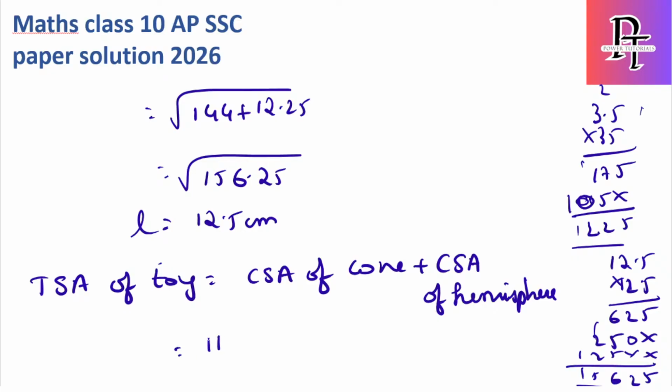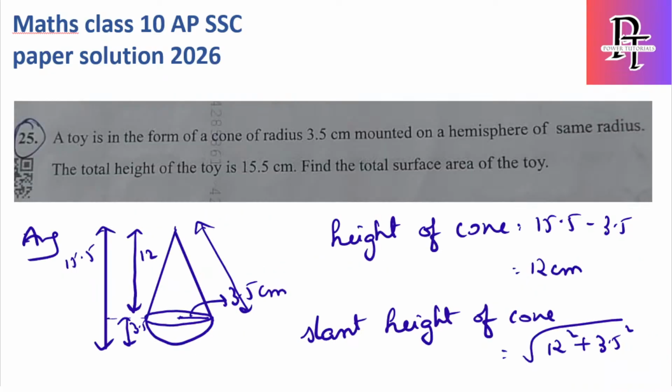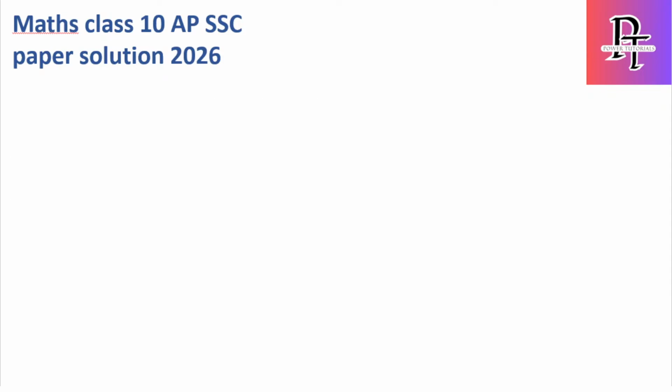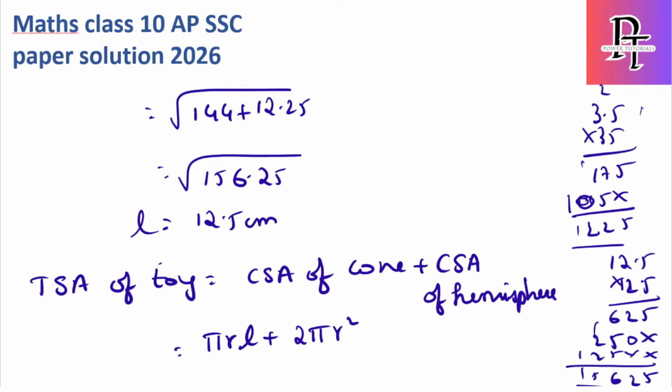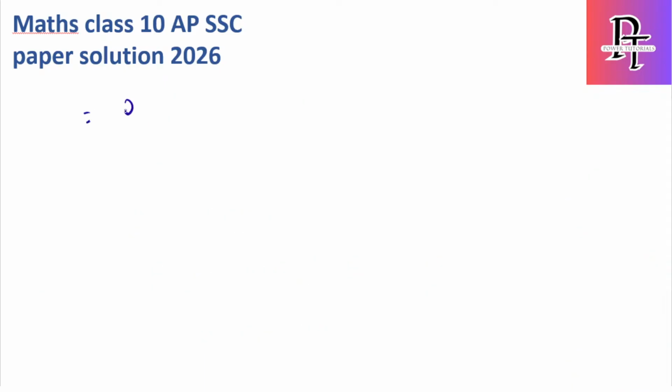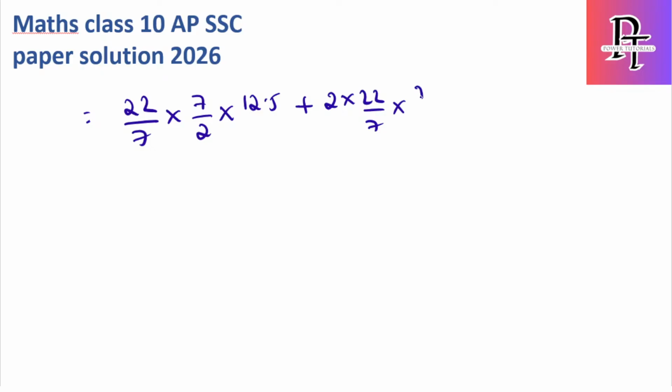Okay, so let's write the formula. CSA of cone is pi r L and CSA of hemisphere is 2 pi r square. So we know the values, so let's substitute one by one. Did they mention the pi value here? No. So if they haven't mentioned, we can directly use 22/7. So it becomes 22 by 7 into r value 3.5, so I can write it as 7 by 2, L value we got as 12.5, plus 2 pi r square, which is 2 into 22 by 7 into r. I will write it as 7 by 2 because 3.5 is 7 by 2. So you can easily cancel.